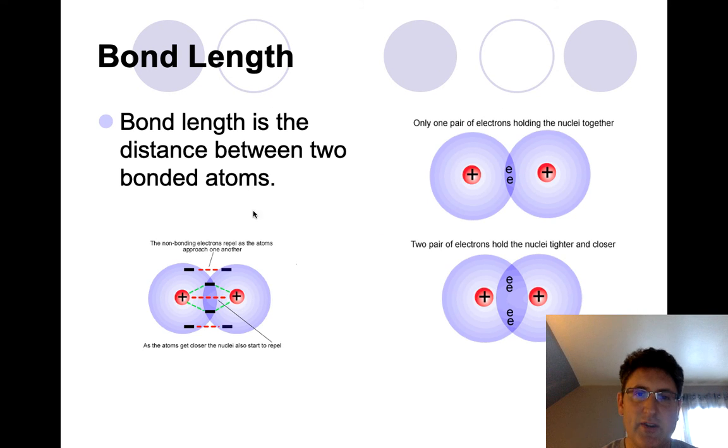Okay, so here are our two terms. Bond length is the distance between two bonded atoms. It's where their potential energy is at its minimum, where it's most stable. It is a length, so it is measured in a meter value. For most molecules, it's measured in picometers. And remember, a picometer is a trillionth of a meter.